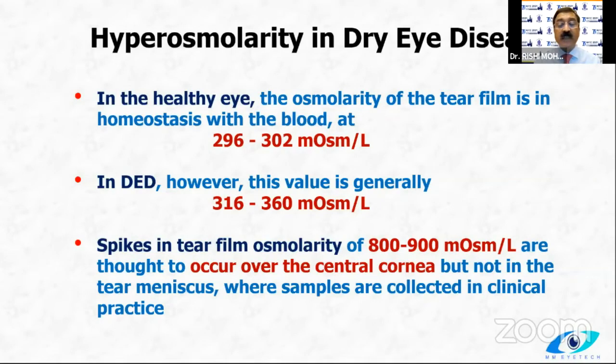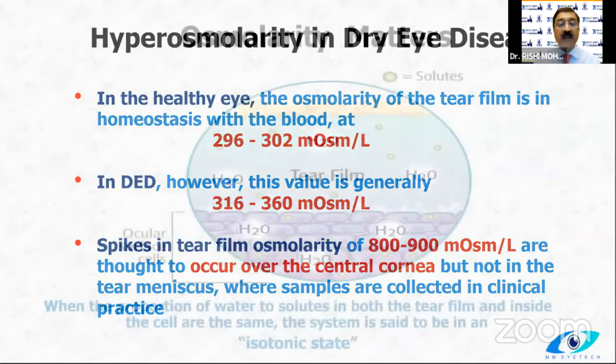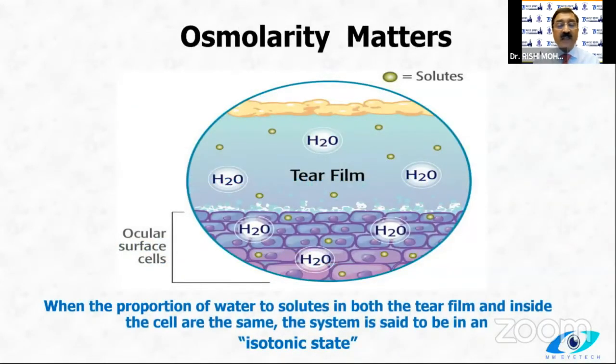It is estimated that over the central cornea, this may be much higher because there's a very, very thin tear film in that area, but that's not where the samples can be collected in clinical practice. So osmolarity is important because when the proportion of water to the solutes in both the tear film and in the cell are the same, the system is said to be in an isotonic state.